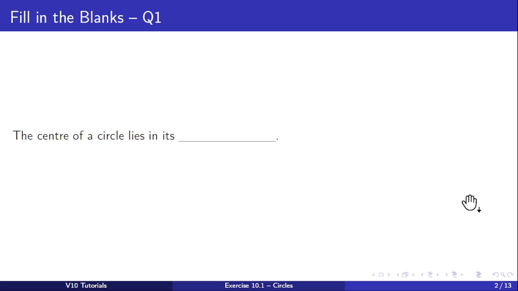The center of a circle lies in its dash. Right? So if you draw the circle now, you know that the center is here. So that is the interior part of the circle. So the center of a circle lies in its interior. Although the options are not given, the answer for this would be interior.